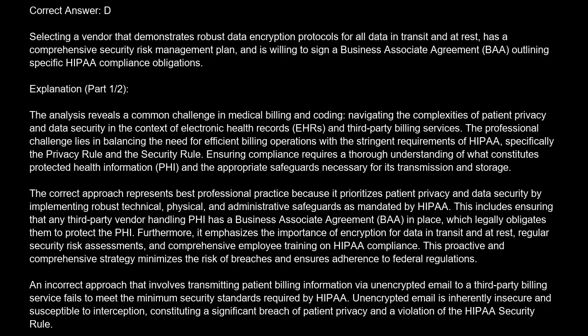An incorrect approach that involves transmitting patient billing information via unencrypted email to a third-party billing service fails to meet the minimum security standards required by HIPAA.